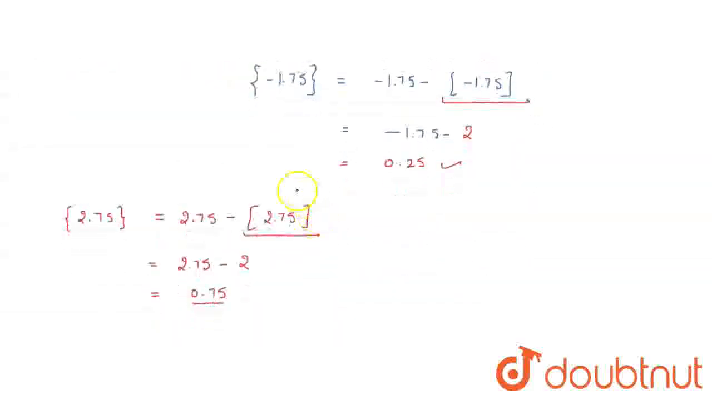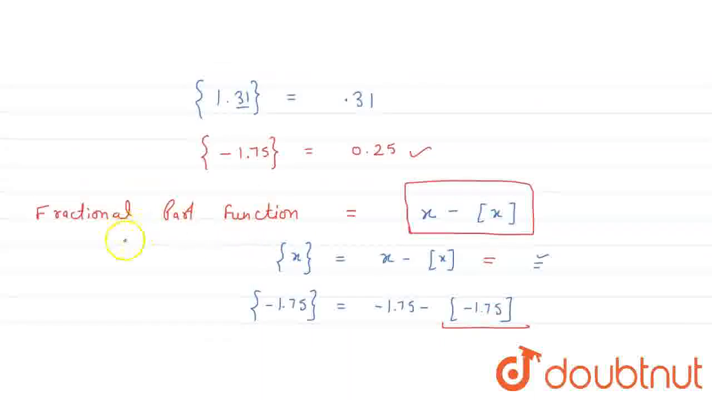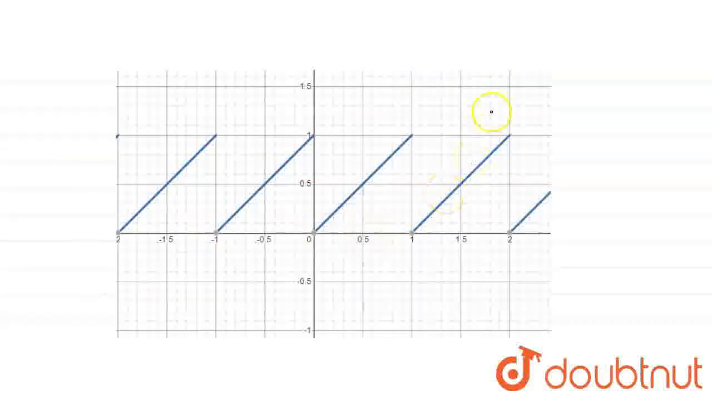Okay, so using these values we can easily draw the graph of this fractional part function. So let us draw the graph of the fractional part of x. This is the graph of the fractional part of x. Now you can notice all the values. For this value, let us say x is 0.2, what we get is 0.2 only, because the fractional part is 0.2.